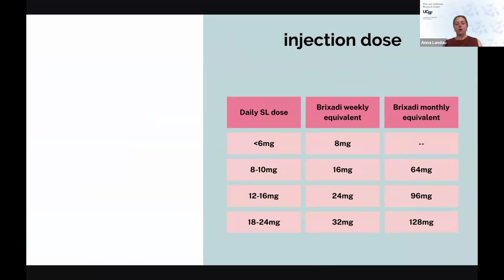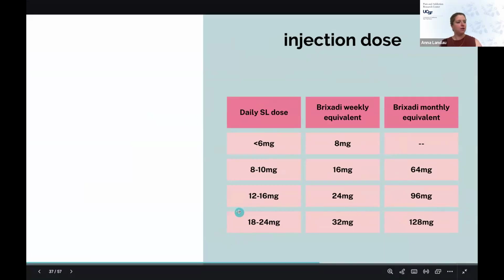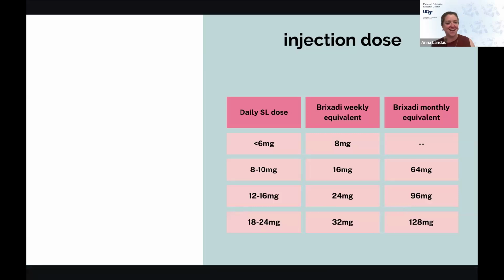So people who need more than 24 milligrams of sublingual bupe will likely not be successfully maintained on monthly injections of Brixadi. We will tend to use Sublocade for them. The Sublocade comes in 2 doses. There's a 100 milligram dose and a 300 milligram dose. I'm forgetting offhand the dose equivalent of the 100 milligram, but it's something closer to the 128 of Brixadi. I'm looking to Damian. 24. The 100 milligram Sublocade is like 24 milligrams of sublingual Brixadi.